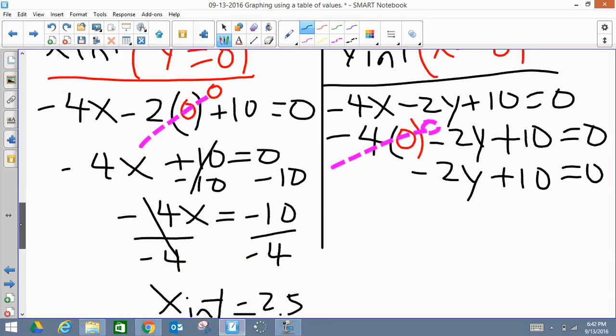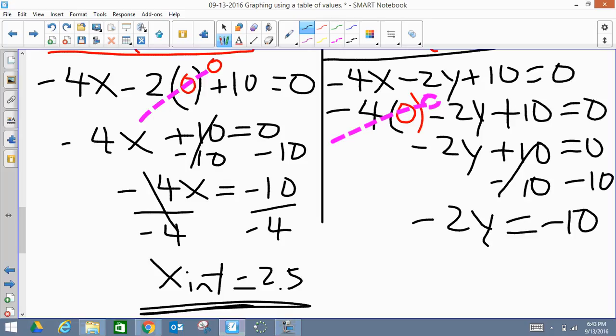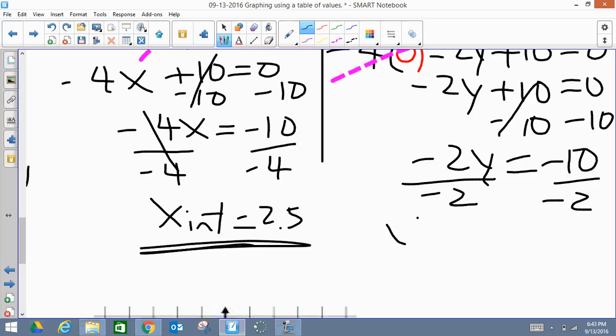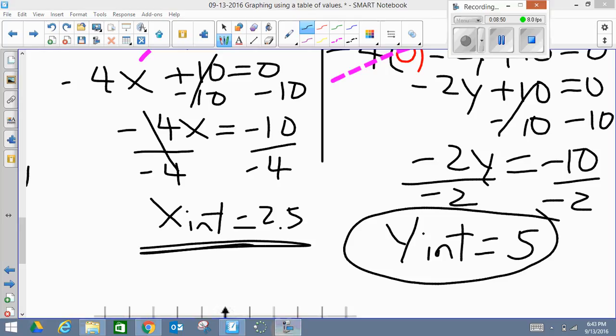In this case, I have to get rid of the 10. So minus 10 on the left and on the right, and it cancels out. Bring down the negative 2y equals negative 10. Your last step, divide by negative 2 on both sides. From here, we get that my y-intercept is negative 10 divided by negative 2, which is 5. So I have my two intercepts.